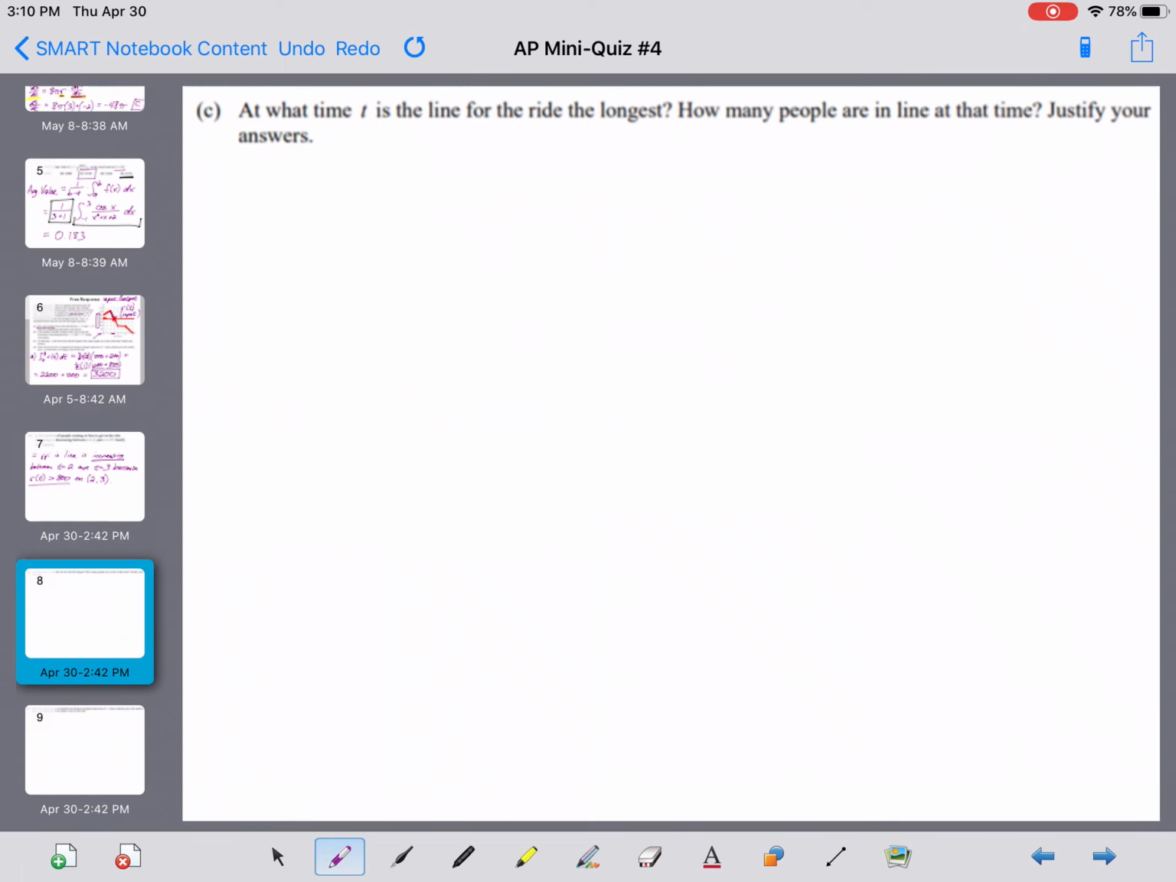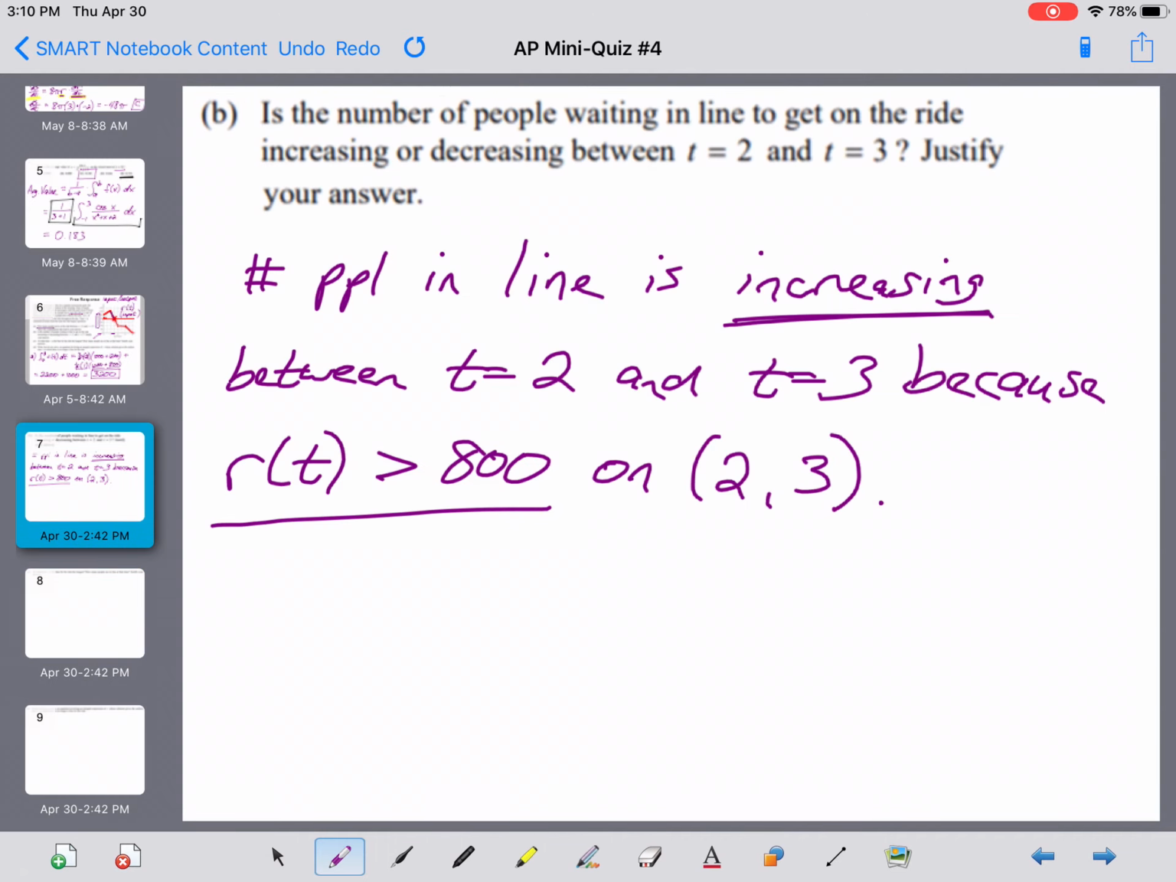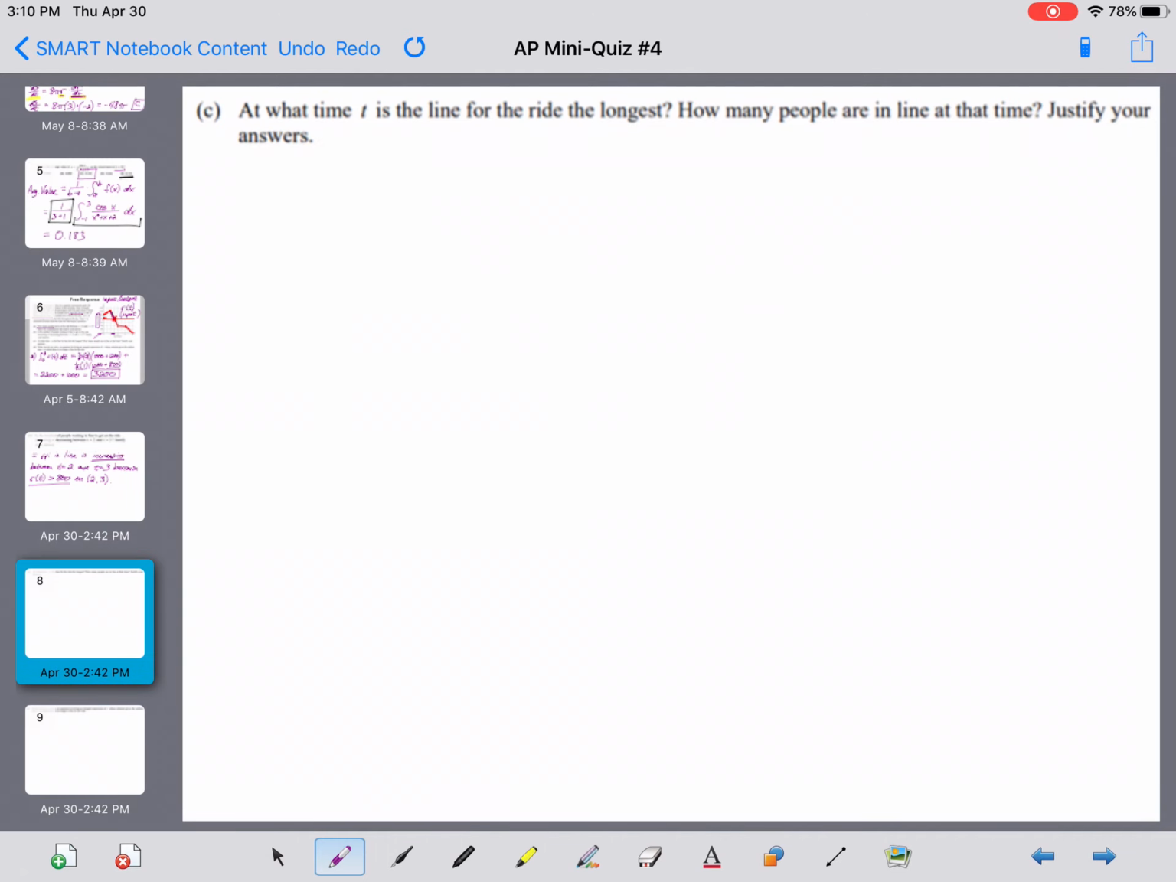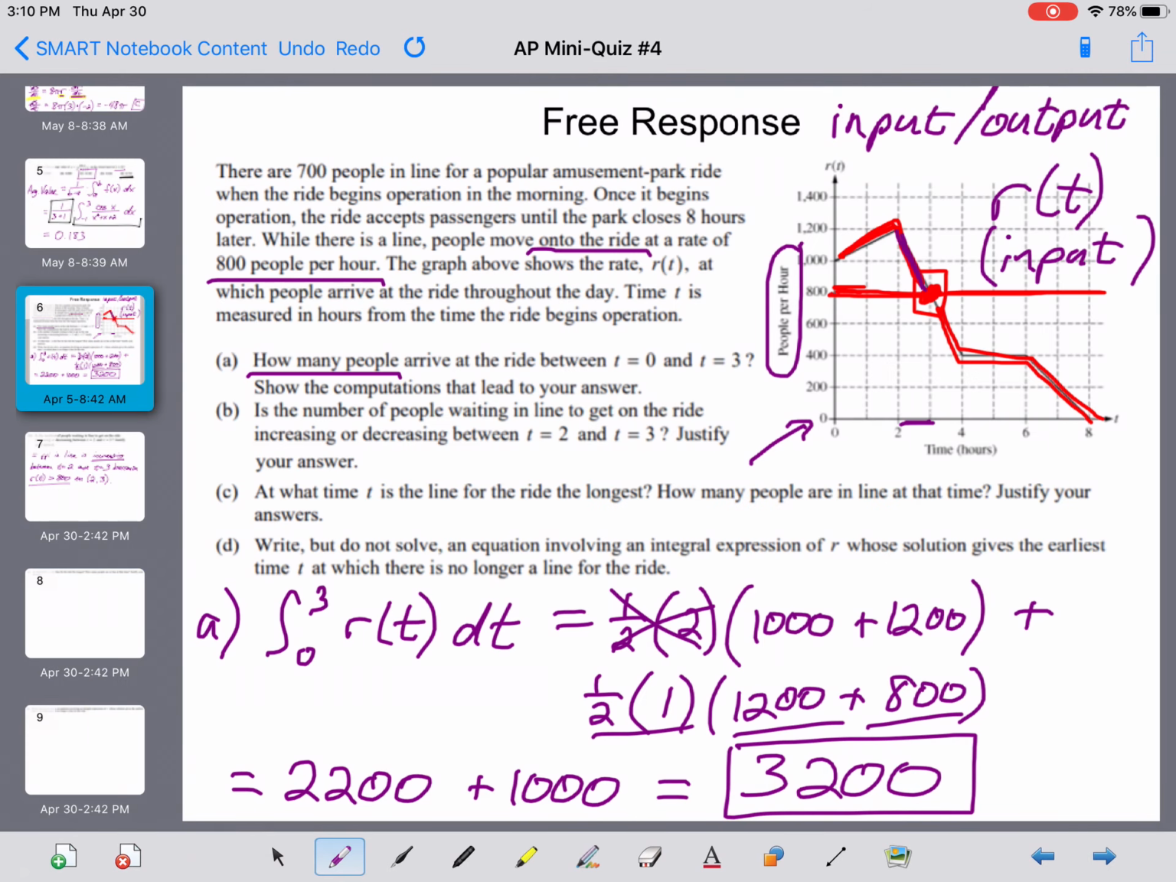Let's take a look at part C here. At what time t is the line for the ride the longest? And how many people are in the line at that particular time right there? Okay, all right. So this actually harkens back to what we were just talking about in problem B. So we knew here that from 0 to 3, the rate at which people were getting into the line was exceeding the rate at which people were getting out of the line. And then later in the day, that changes and that flip-flops at t equals 3.